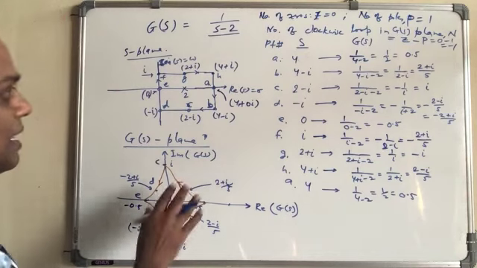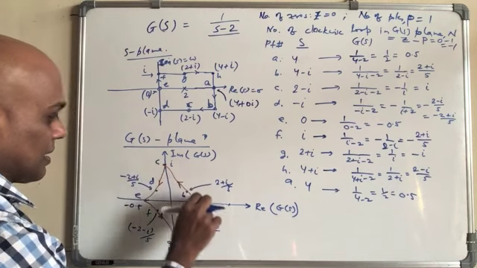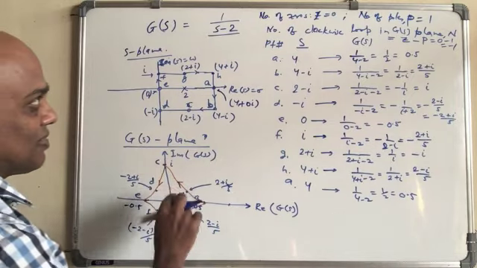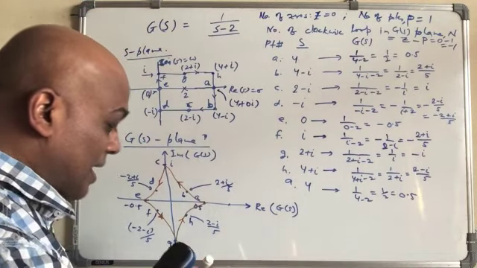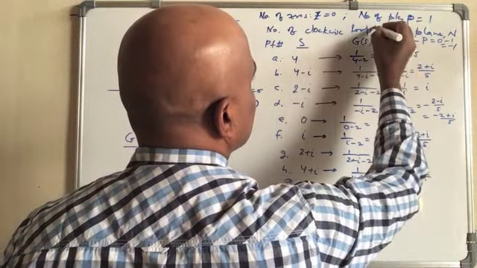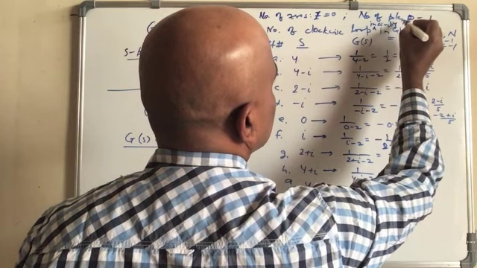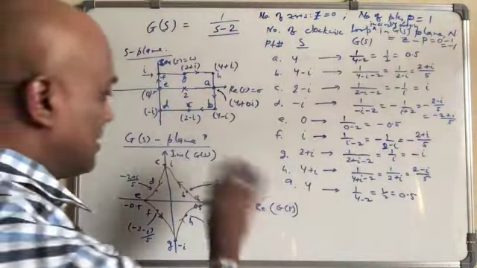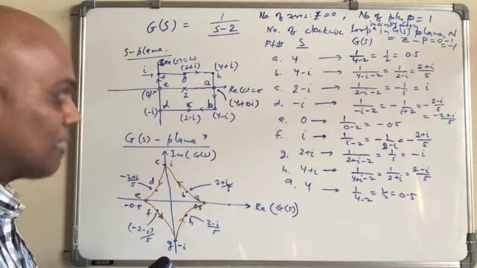Or simply, it tells you the number of clockwise loops in the GS plane encircling the origin. Okay, we will come back to this. Right now we are just looking at the example, so you just understand this example. We will go further and understand more.